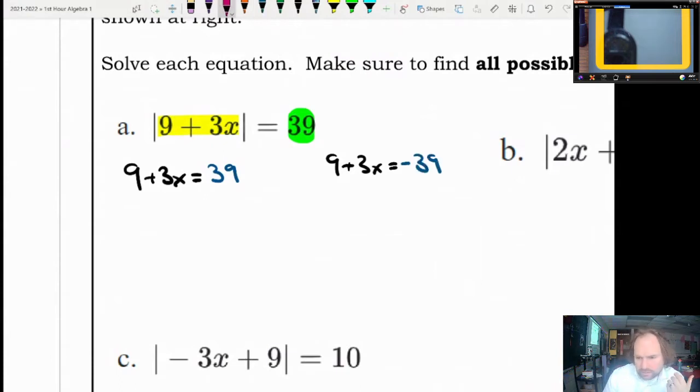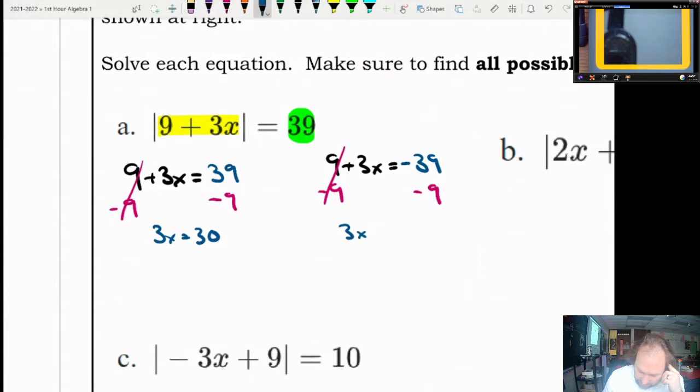Now, these are a little tougher than the problems we did in the previous set, but they're still not too bad. Start by subtracting 9 from both sides, and I like to do this in both equations, side by side. The 9's cancel out over there and there. You're left with 3x equals 30, and 3x equals negative 48. Careful on those minus negative calculations.